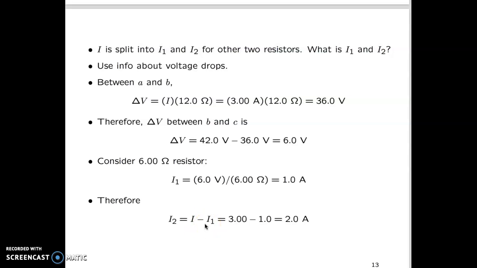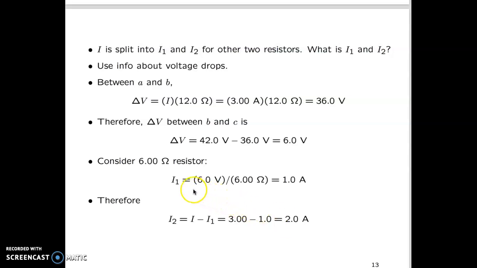Subtracted minus the current which flows through branch 1, across resistor 1. Okay, so 3 amps goes in, 1 amp goes across resistor R1. So the difference, the remainder, 2 amps, goes across the other resistor. Okay, that's one way of calculating it.